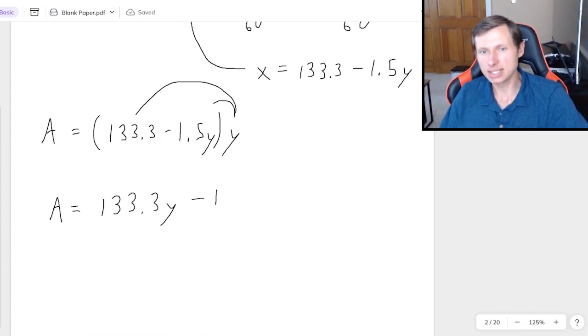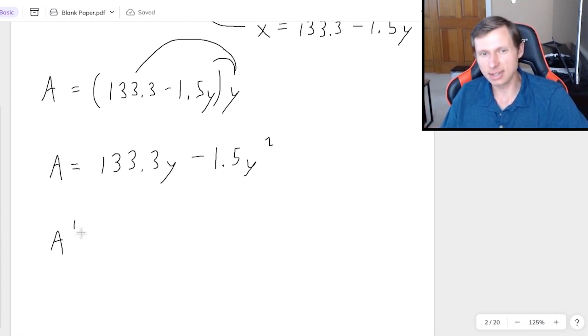133.3y minus 1.5y squared. Remember, this is just the function, not the derivative yet. So now for the derivative, A prime, that's going to be 133.3 minus, power rule, 1.5 times 2 is 3y. There we go. Derivative is done.